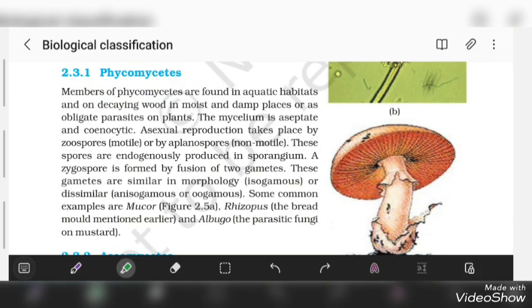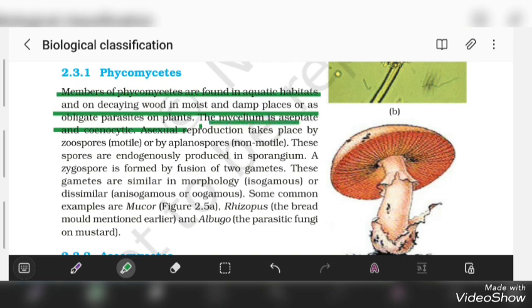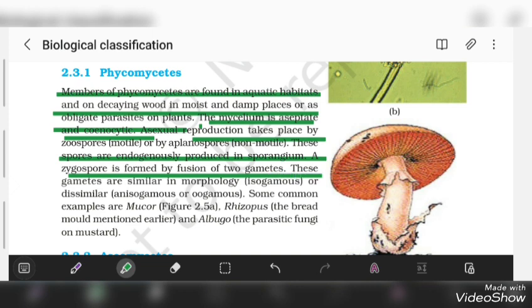Phycomycetes. Members of Phycomycetes are found in aquatic habitats and on decaying wood in moist and damp places, or as obligate parasites on plants. The mycelium is aseptate and coenocytic. Asexual reproduction takes place by zoospores or by aplanospores. These spores are endogenously produced in sporangium. A zygospore is formed by fusion of two gametes.